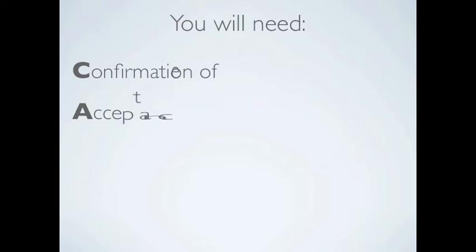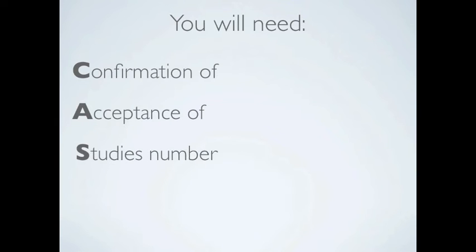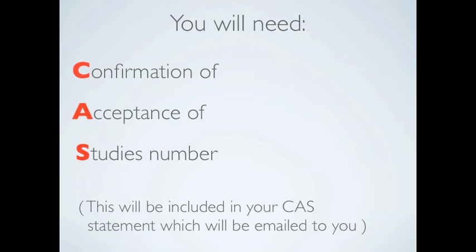Before starting to complete the form, you must get a confirmation of acceptance of studies or CAS reference number from the university. You should also have been given a CAS statement which shows the details of your course or offer. You will need these details to complete this form.